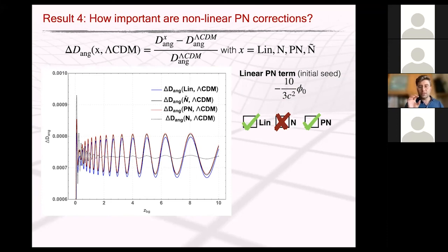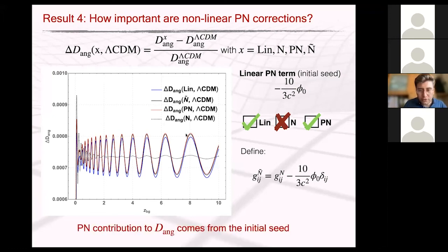So to see what is the impact of having this term in the metric, we defined a new metric, which we called N tilde, which is essentially the Newtonian metric plus this initial seed. And then we calculate linear, Newtonian, post-Newtonian, and this modified Newtonian metric. We calculate the angular diameter distance in these four approximations for the metric, and we compare them with the angular diameter distance in the homogeneous lambda CDM background. And this is what I'm showing here in this plot. I don't know if you can see that we barely distinguish the red line, which is the comparison for the post-Newtonian angular diameter distance, from the solid black line, which is the comparison for this modified Newtonian angular diameter distance.